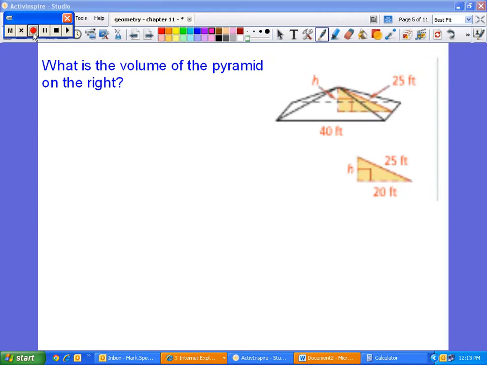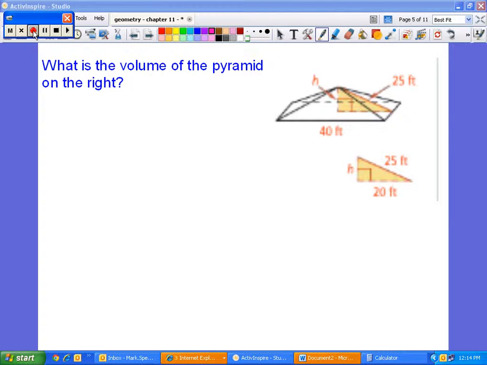Try this one. Okay. Now we have a pyramid where we're not told the height, but what we are told is the slant height. What's the difference between height and slant height? The slant height goes up the side. The height goes to the middle. So just like we've done previously when we were figuring out the lateral area and surface area of a pyramid, what you need to do is recognize what kind of triangle is formed here in the middle.